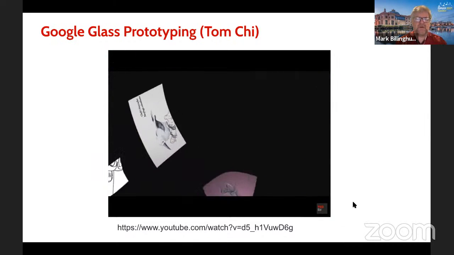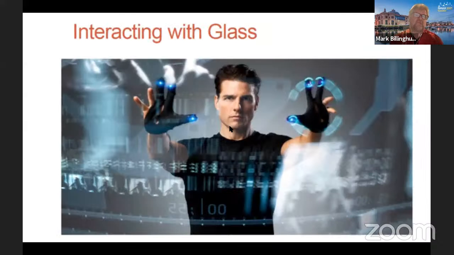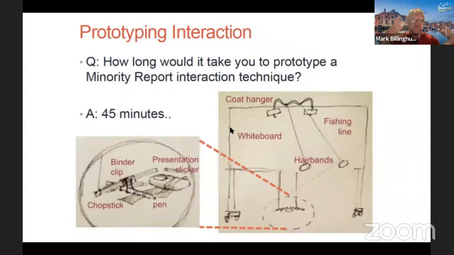Okay, so that was kind of a long presentation, but in that presentation, he asked these two questions. He asked, how long will it take you to make the first working version of the glass headset display? And he said 1 day. And so there's a picture here of somebody wearing that sheet protector you talked about, and the plexiglass holder. And then he had talked about interaction with glass and how long it would take to prototype that. And it was 45 minutes just to build this construction with these wires and headbands here.